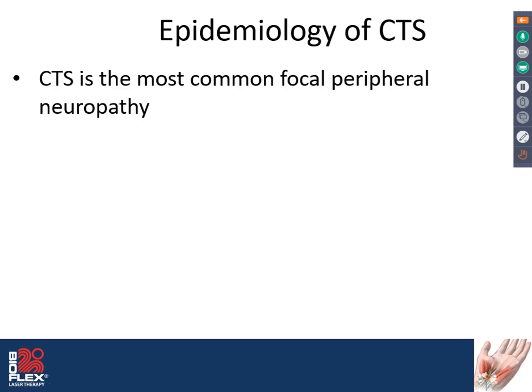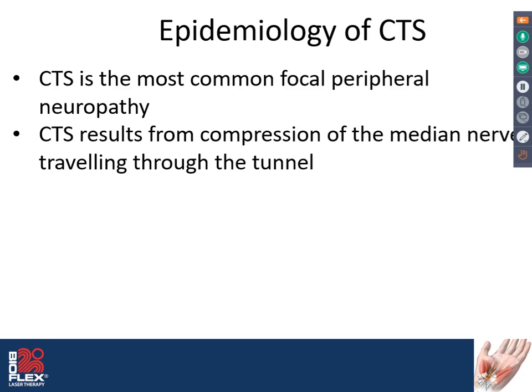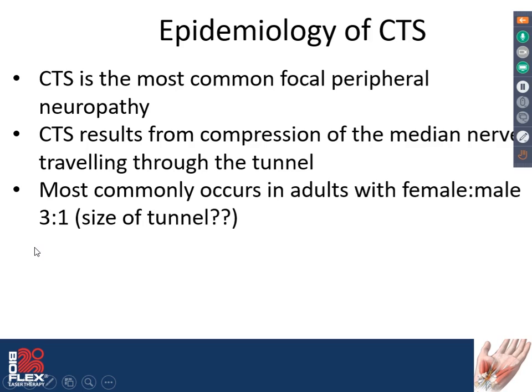So as you're probably aware, carpal tunnel syndrome is the most common focal peripheral neuropathy. And of course, it is compression of the median nerve as it travels through the carpal tunnel. It occurs most commonly in adults, quite rare in adolescents or children, unless there is some kind of systemic disorder or trauma. And it's most common in females with a ratio of about 3 to 1. They suspect this has to do with the fact that females have a smaller carpal tunnel, as far as anatomy goes. And therefore that lends itself to perhaps being more predisposed to developing carpal tunnel.